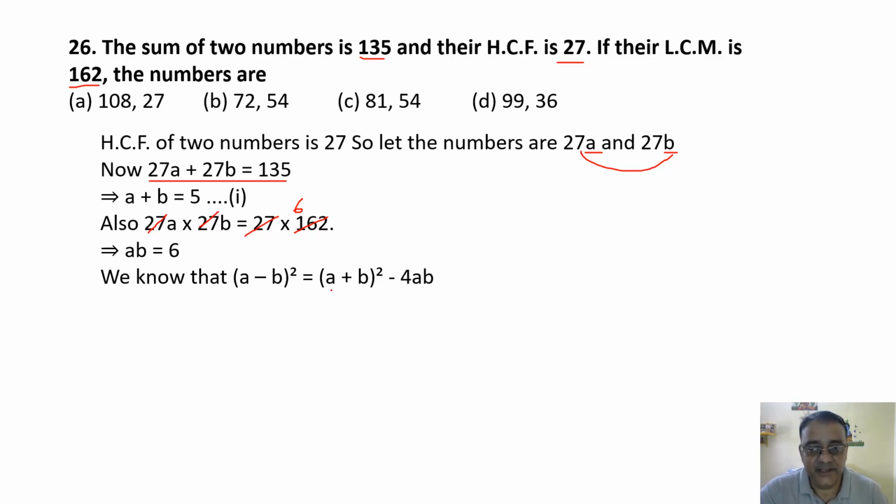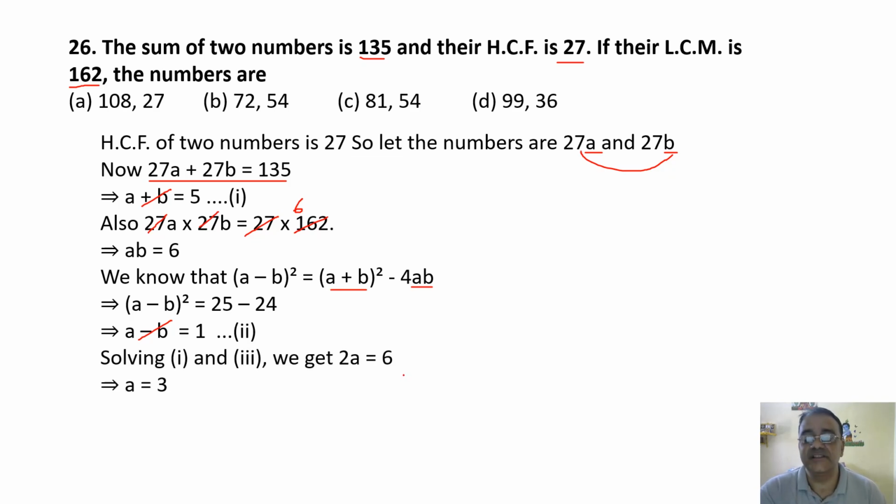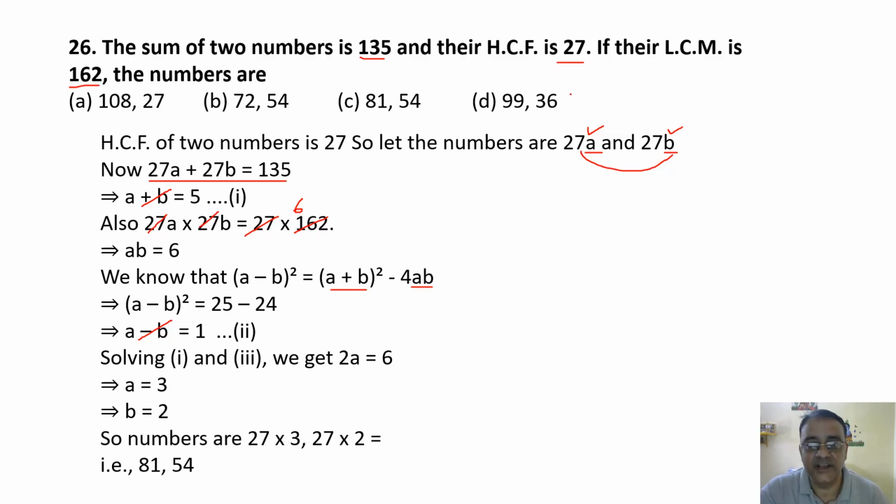Okay, so यहाँ पे ये दोनों वैल्यू सब्सटीट्यूट करेंगे हम लोग. So we are getting 25 and 4 into 6, 24. That is 1. ठीक है, तो a minus b भी 1 हो जाएगा. This is clear. If you add these two, you will get 2a is equals to 6. That is a is equals to 3 and b is equals to 2. Now substitute here. A is equals to 3. You will get 81. And b is equals to 2. You will get 54. So 81, 54.